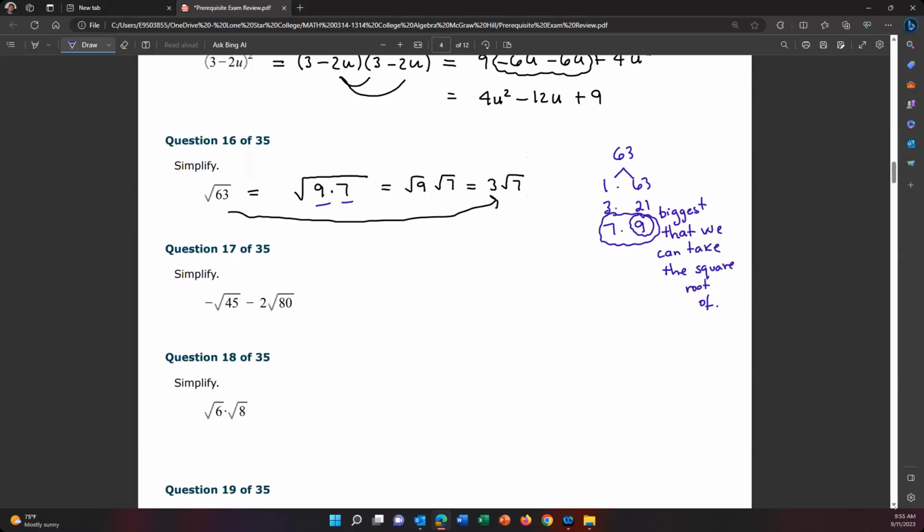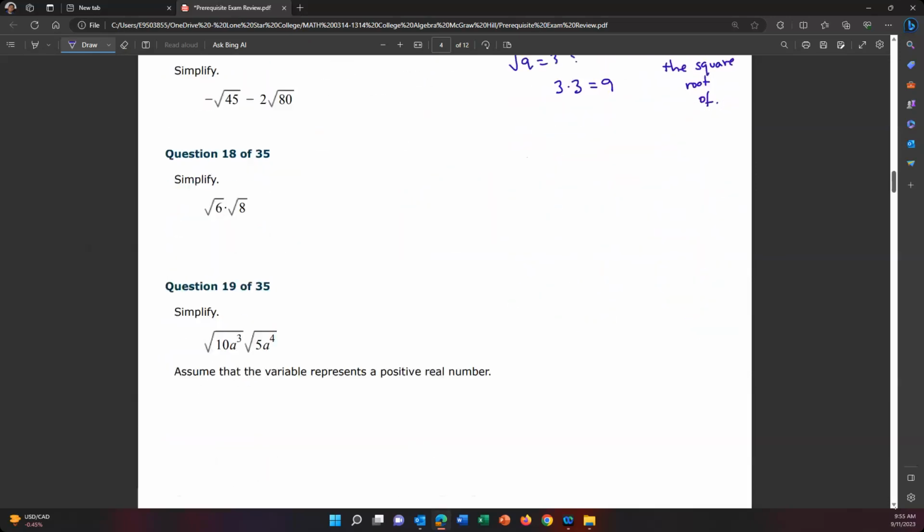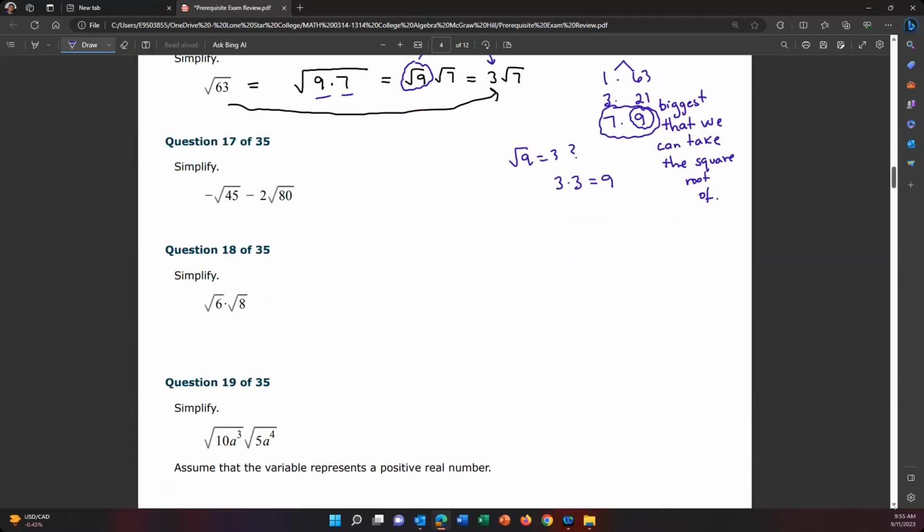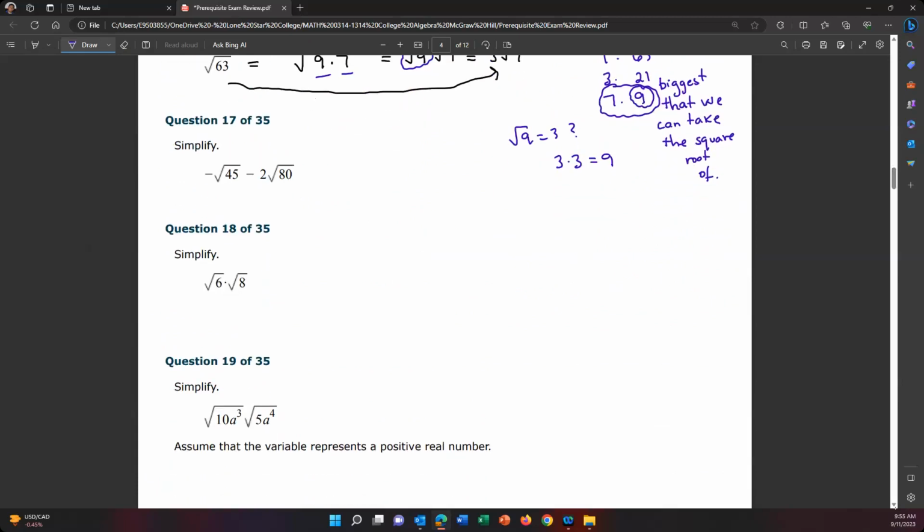Why did I do that? Because I could then take the square root of 9, which happens to be 3. Why is the square root of 9 3? If you're wondering, the reason for that is because 3 times 3 equals 9. Okay, I'm going to leave that alone and move on to the next example. You know what? We'll take care of all of these radicals in this video. All right, and then we'll begin number 20 on the next video.